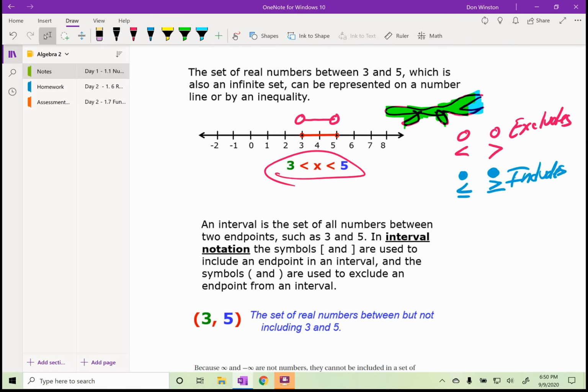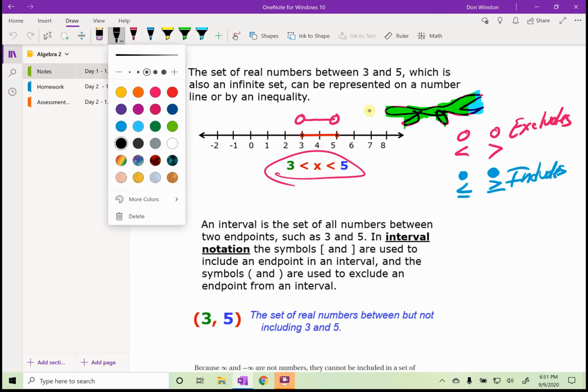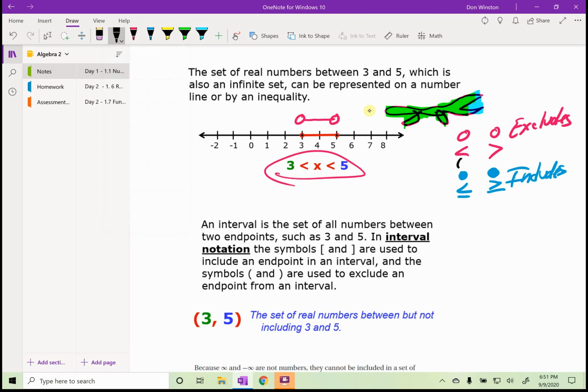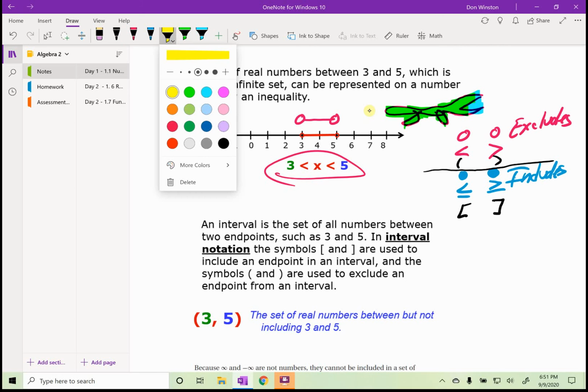An interval is a set of all numbers between two endpoints, such as 3 and 5. In interval notation, the brackets are used to include the endpoints, and the parentheses are used to exclude endpoints. So let me just modify what I did up above. If it's open, we would have parentheses, but if it's closed, we would have brackets. So there you go. Know that well.